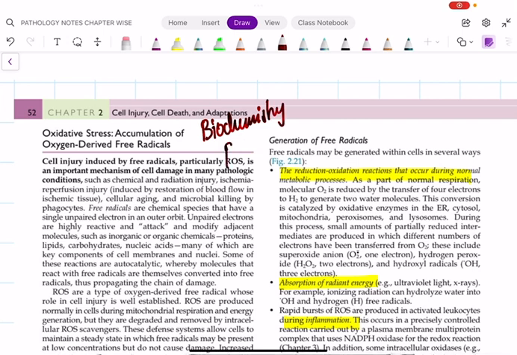Biochemistry, Pankaj Naik. Please go through the chapter on free radicals. Everything is very beautifully mentioned there.